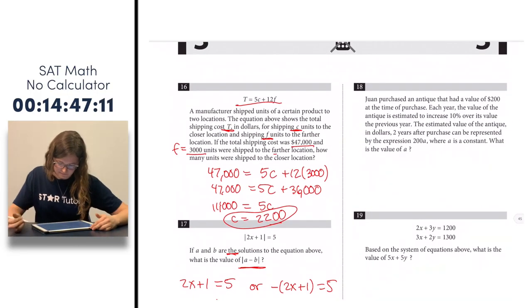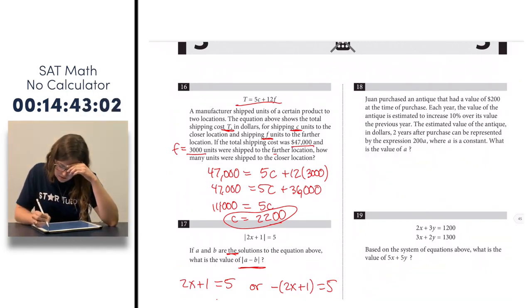Okay, 18. Juan purchased an antique that had a value of $200 at the time of purchase. Each year, the value of the antique is estimated to increase 10% of its value over the previous year. The estimated value for the antique in dollars 2 years after the purchase can be represented by the expression 200A, where A is a constant. What is the value of A?